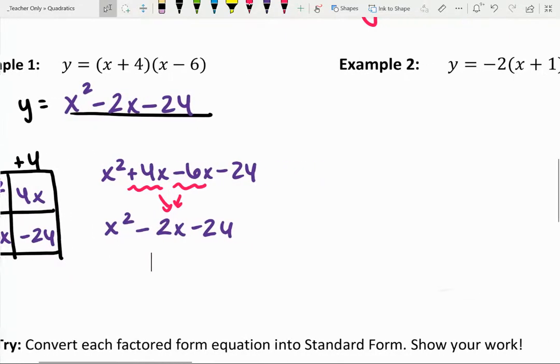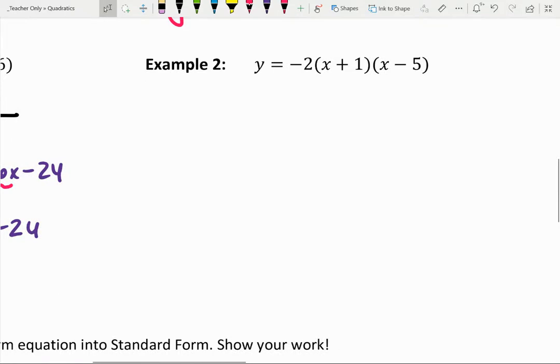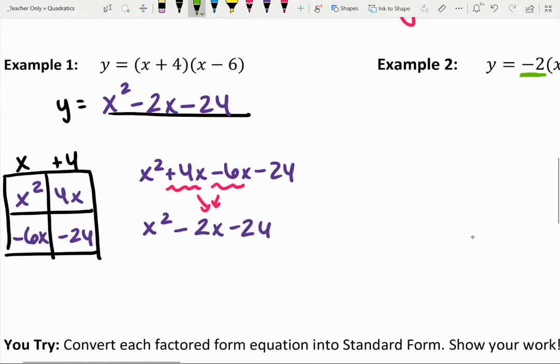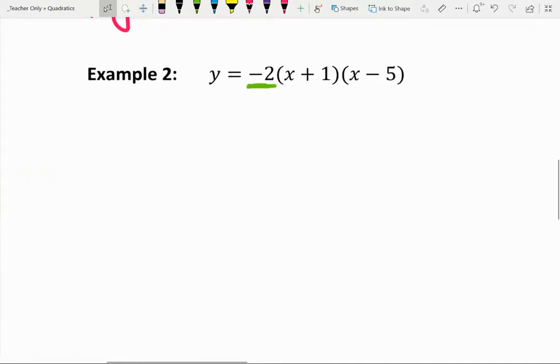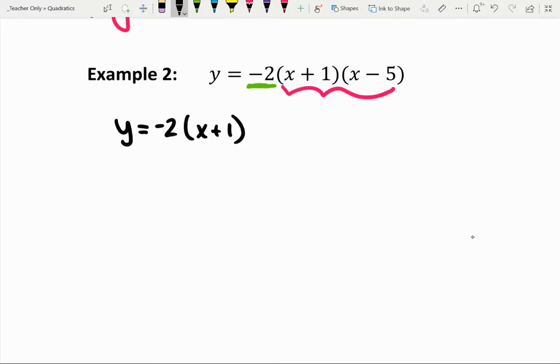So let's do example 2 using double distribution. Example 2 also has an a value, negative 2, out in front. Example 1 had an a value of 1, but we didn't need to multiply by it because multiplying by 1 doesn't affect anything. So what I'm going to do is multiply these pieces first, and then worry about that negative 2. Let me rewrite this: negative 2 times x plus 1 times x minus 5.